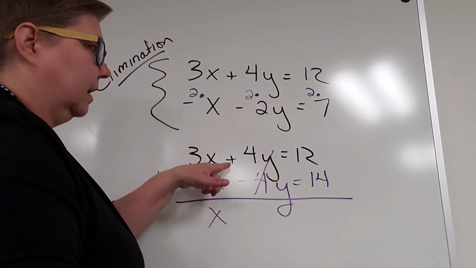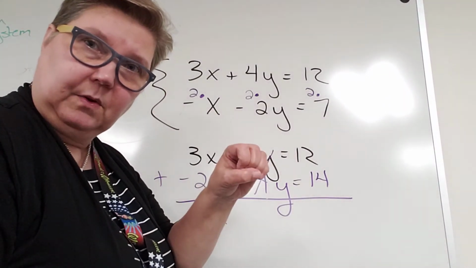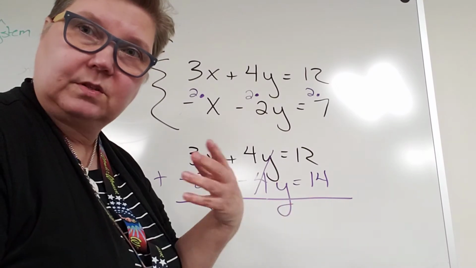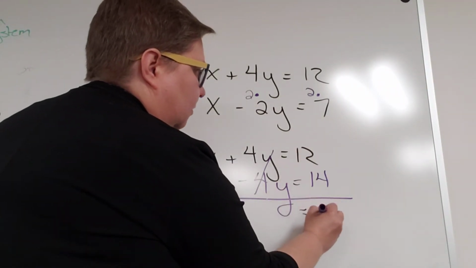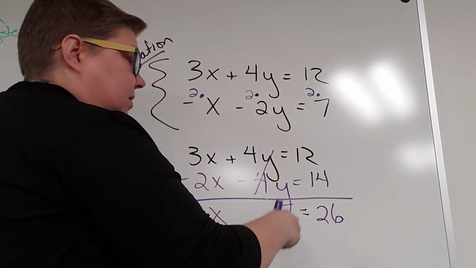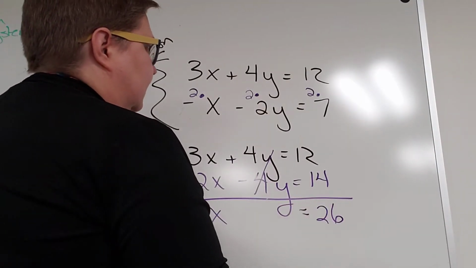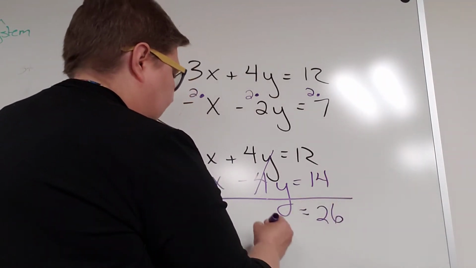How did it do that? Because you had a plus 4 and a minus 4, which end up being 0. And when you have 0 times y, it's 0, so the whole thing drops out. Equals 26. So x is 26. Then you take x and plug it back into either equation.